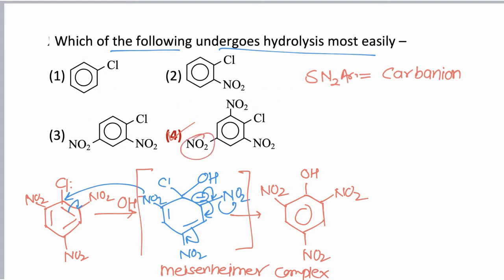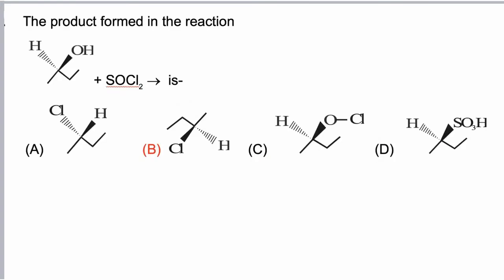So fourth is having 3 electron withdrawing groups, so fourth is most reactive. Then 3 is having 2 electron withdrawing groups, then 2 and 1 is least reactive, and hence correct answer is 4.